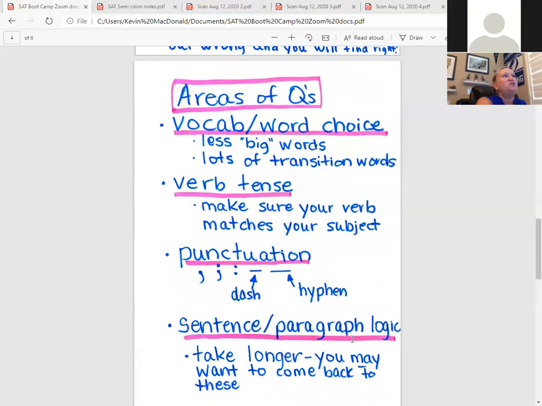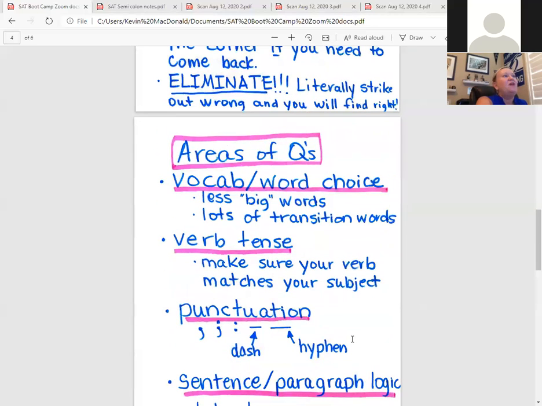The areas of questions on this particular section. Vocab word choice. There are fewer big words in the word choice or the vocabulary. It's not like they're difficult words, but they're tricky words. So you're going to have to be careful with that. Lots of transition words. Like I said before, please know when you use which transition word. Verb tense, punctuation. What I mostly see is the comma, semicolon, the colon, a good bit. I'm seeing it less the last couple of tests, but then we haven't seen one since March. So who knows?